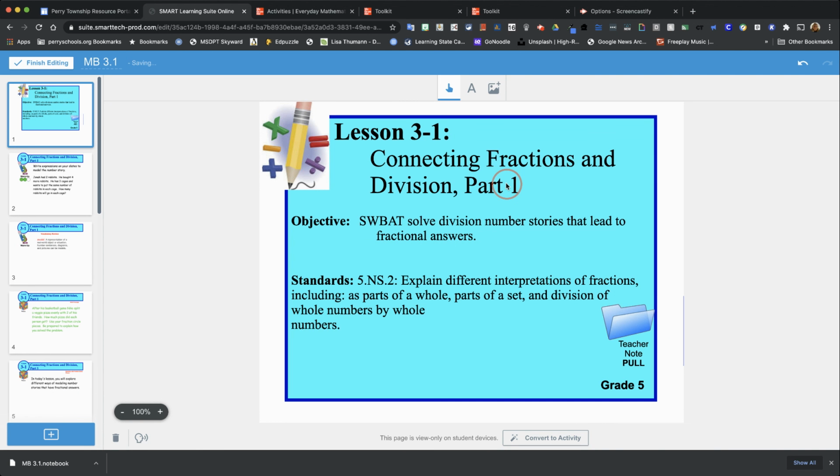So that's all we have for today's lesson. Again, today was just part 1. So obviously tomorrow, the next lesson, we're going to be continuing this. All we're focusing on is connecting fractions and division together. So making sure that we understand that those 2 things can kind of go together. Now it's time to go check out what your independent work is.